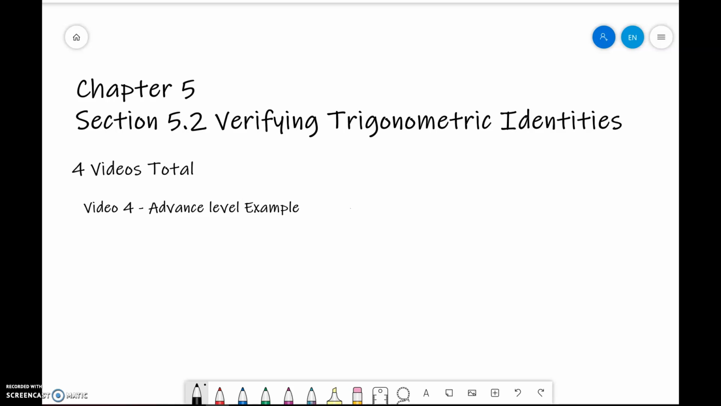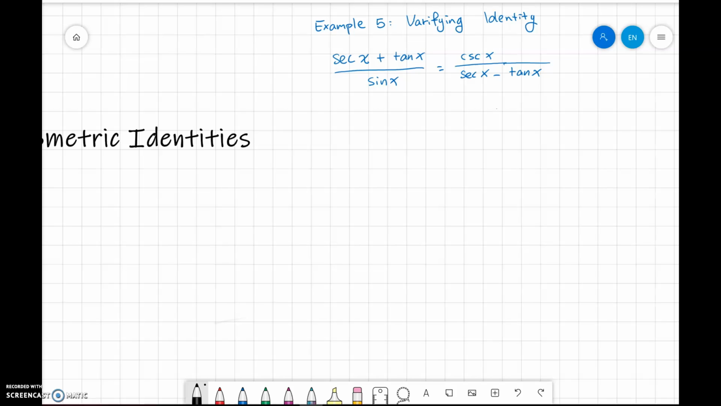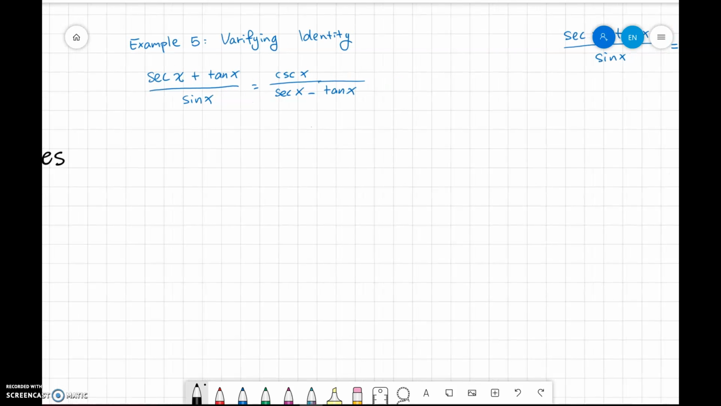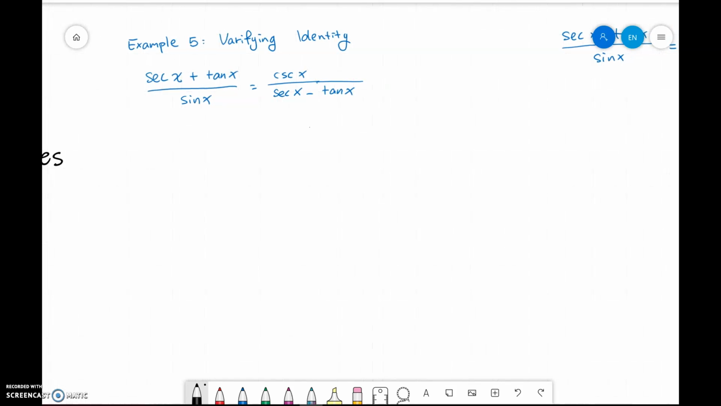This is the last video for section 5.2, and in this video I'm going to talk about a little bit more advanced example. For this example, we're going to use two different methods still. So the example we have is example 5. We have secant of x plus tangent of x, all over sine of x, equal to cosecant of x over secant of x minus tangent of x.